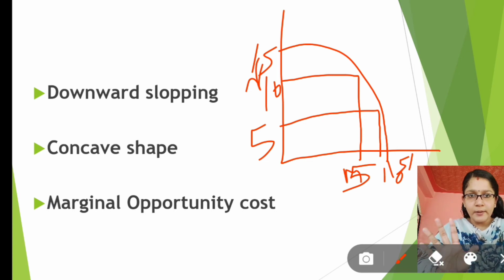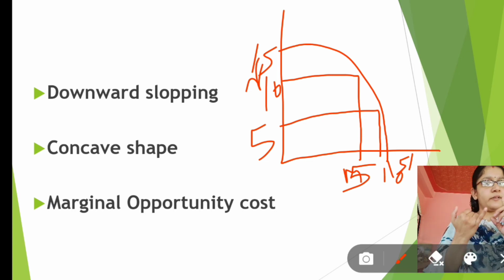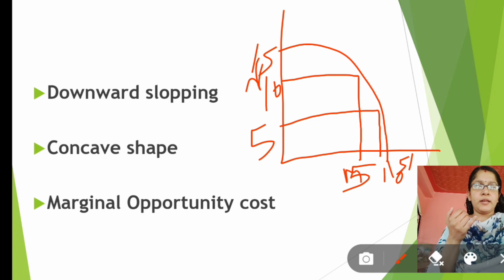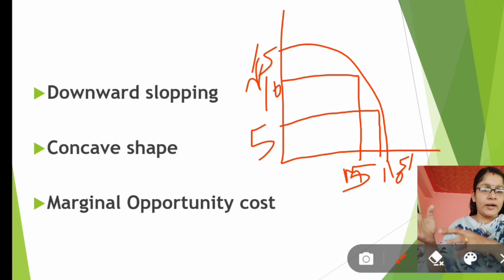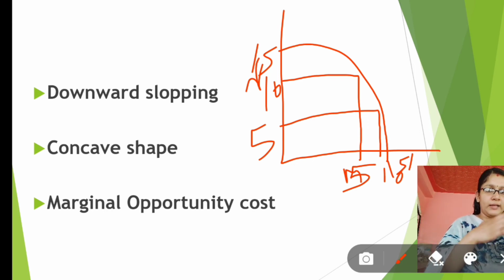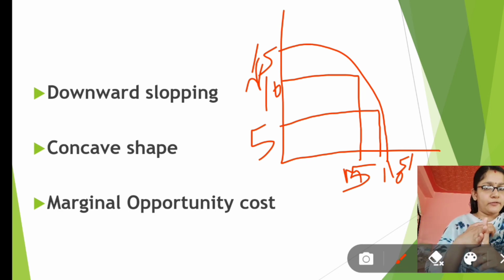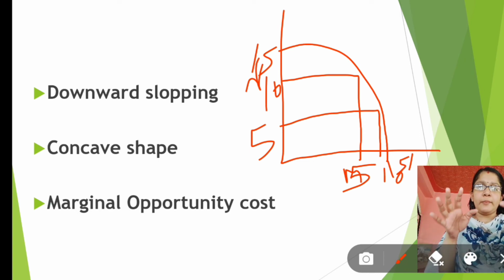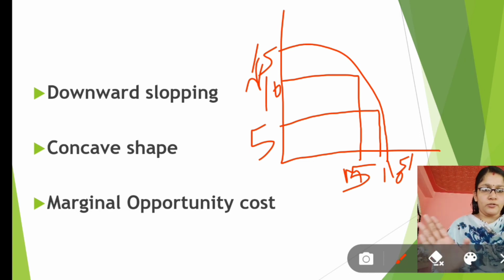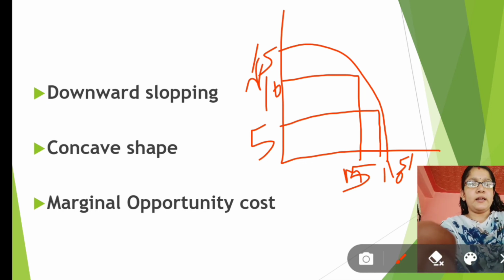Okay, clear? That means a production possibility curve is downward sloping, which shows the negative relationship between these two products. That means when we increase the production of one, automatically the production of the other is decreased or reduced. Then next comes the concave shape. The reason for the concave shape is increasing marginal opportunity cost. I already described marginal opportunity cost. Okay, so this is all about our production possibility curve.